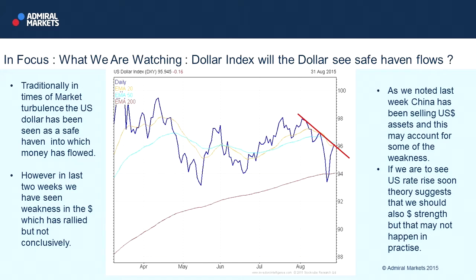As we noted last week, China has been selling US dollar assets, predominantly US government bonds, and of course they're doing it in some size. They sold about 10% of their holdings up until the end of last week, so this may account for some of the weakness.